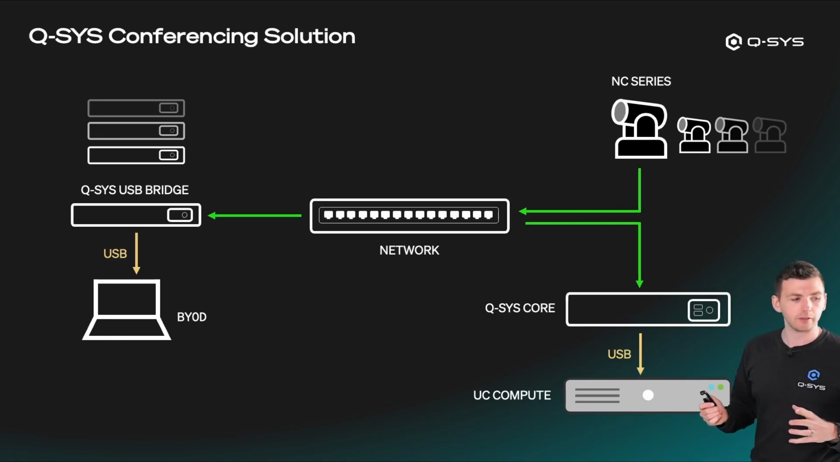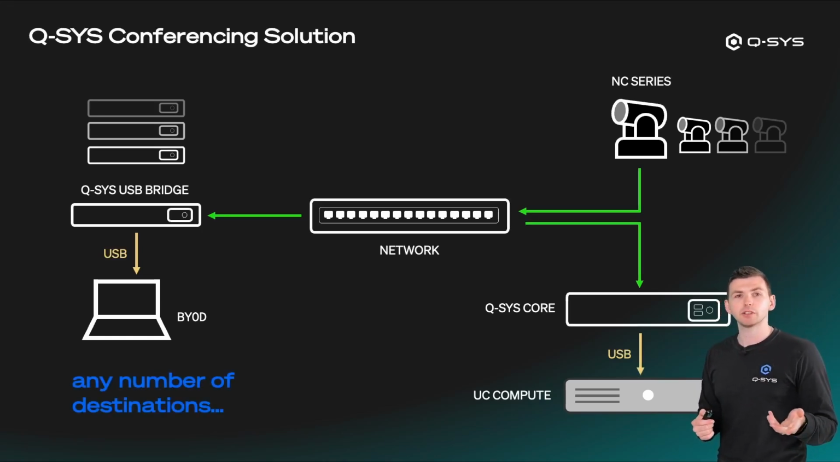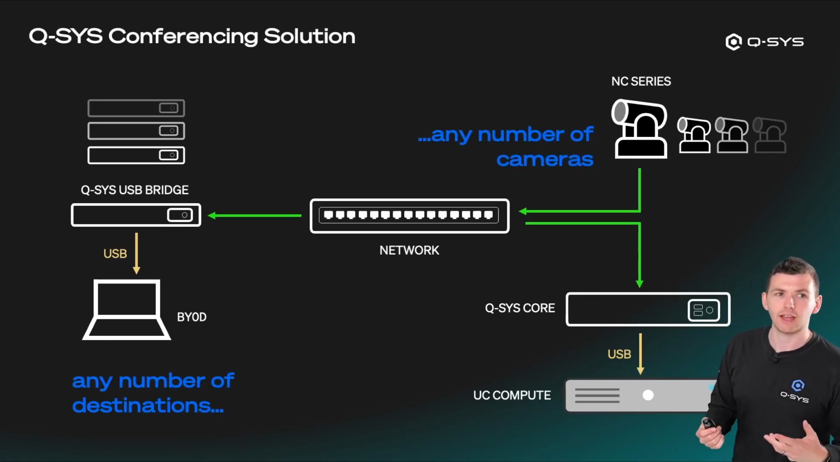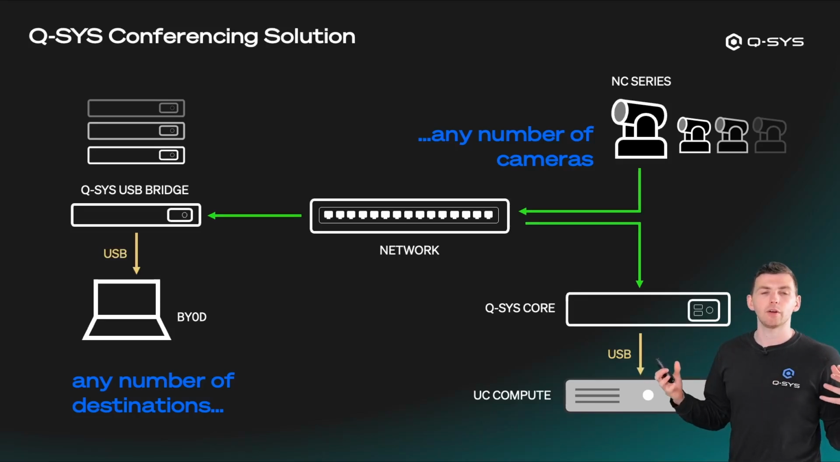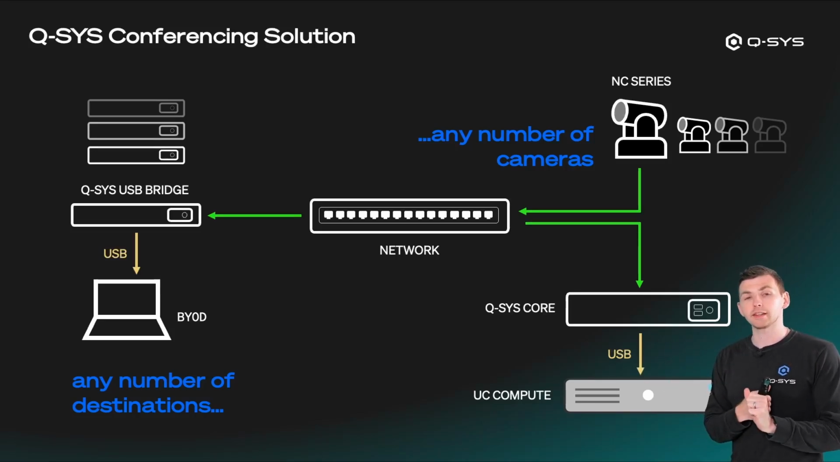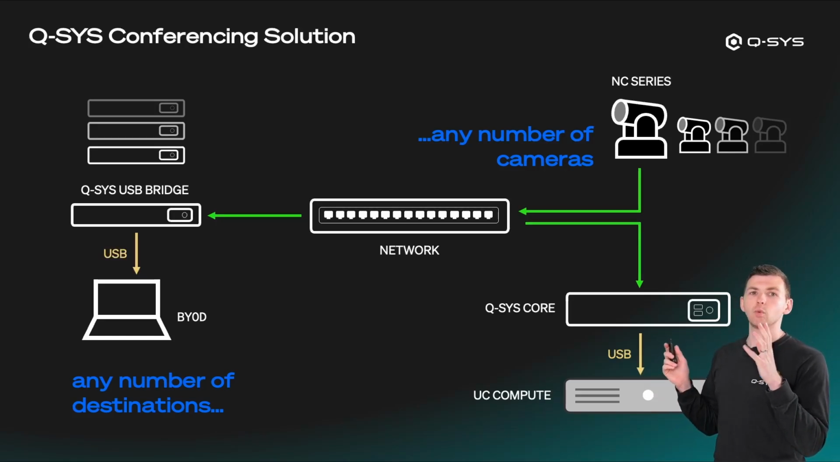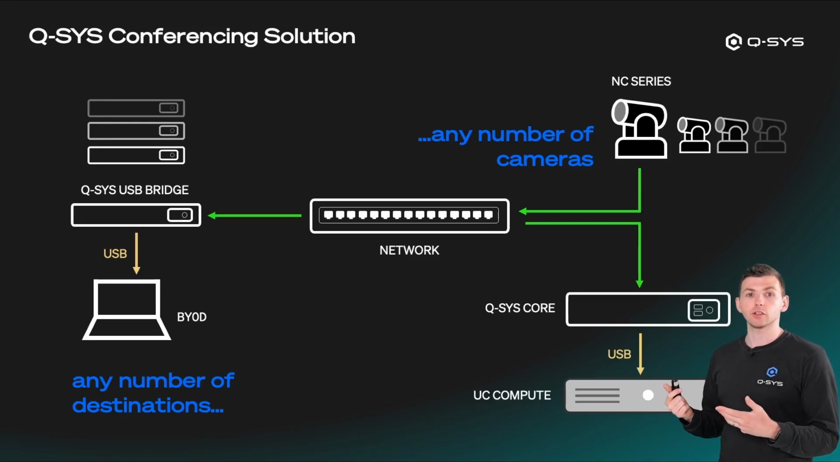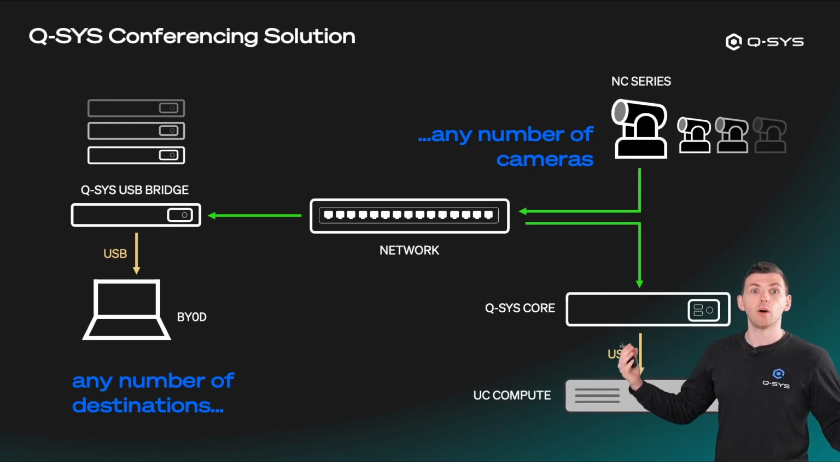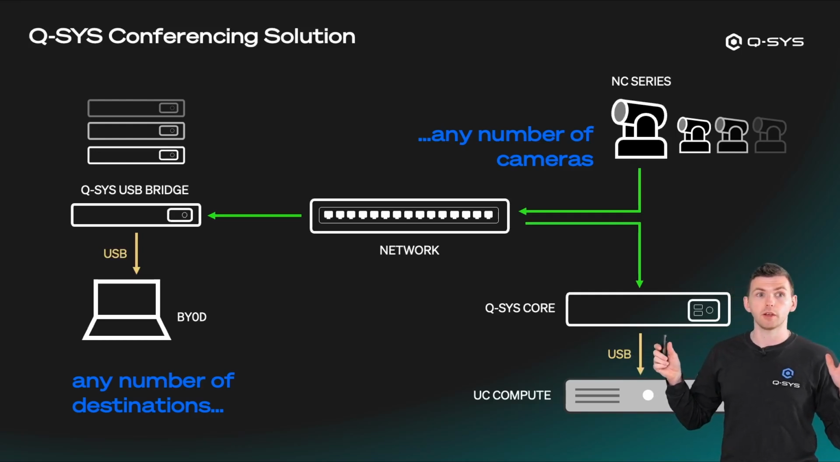Now, the cool thing about this is this means we can have any number of destinations, any number of cameras, and scale this up and down however you need, with no problems with length limitations, no problems with power supplies or additional widgets. And this is why it's so important. Any meeting room you do with Q-SYS is making use of this technology, even a smaller room or a really big, crazy auditorium type room.